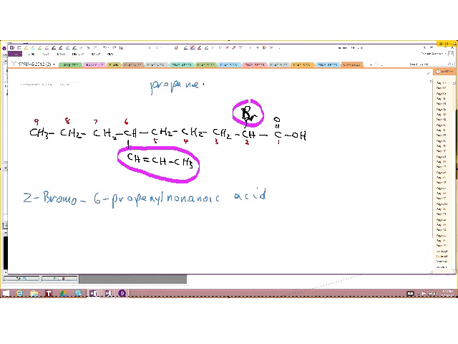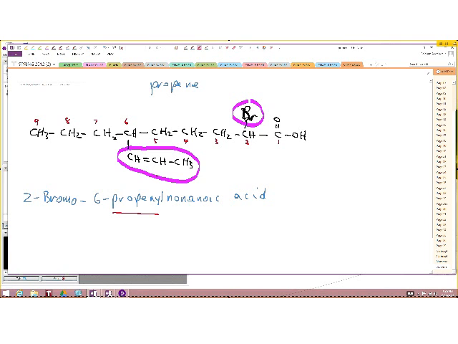Now, if you recall, when we did alkene, to get the name of the fragment, you remove the E ending, and then you replace with YL. So that is why we got this here. That is why this becomes propenyl, okay? This group right here.